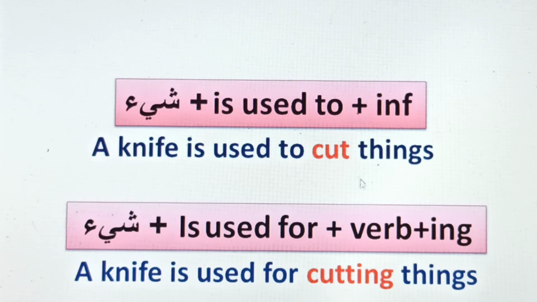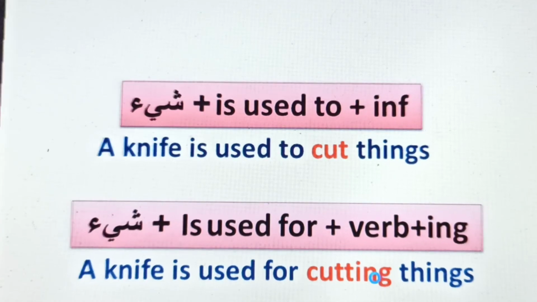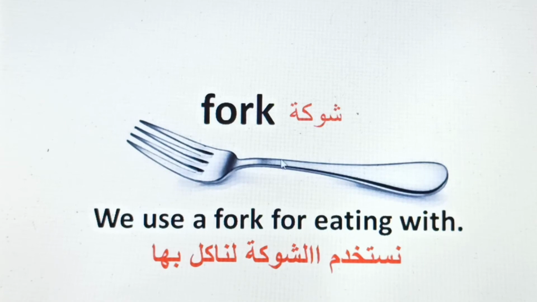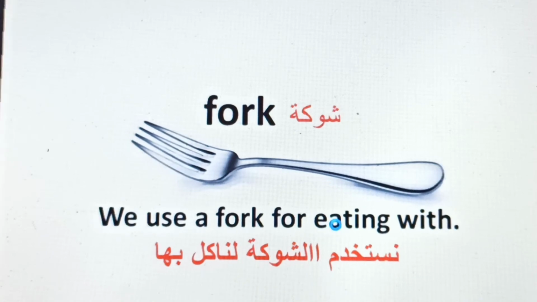cut جايه اصل الفعل. اوكي used for يجي بعدها الفيرب اي ان جي، مضاف له اي ان جي. a knife is used for cutting things. used to يجي بعدها اصل الفعل cut، used for cutting verb اي ان جي. اوكي spoon we use a spoon for our food، بنستخدم الملعقه لطعامنا. fork we use a fork for eating with. used for يجي بعدها الفيرب اي ان جي.